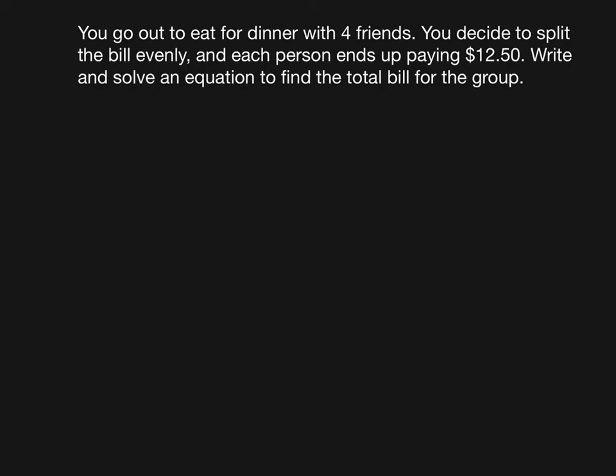Alright, here's our last example. You go out to eat for dinner with 4 friends. You decide to split the bill evenly, and each person ends up paying $12.50. Write and solve an equation to find the total bill for the group. So we're trying to find the total bill for the group. And we can use a variable to represent that. Let's say B represents the total bill.